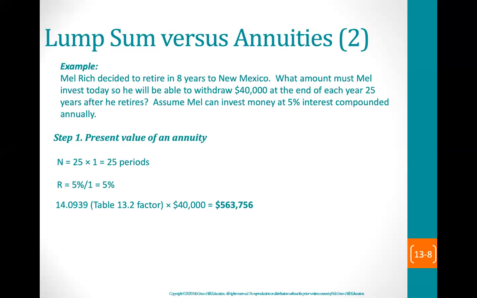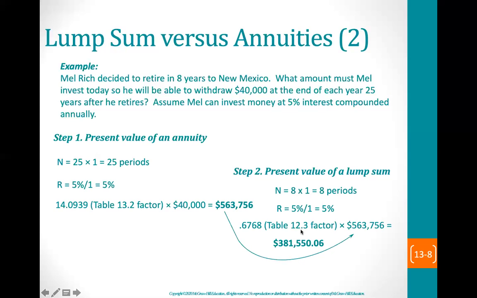$563,756. That is the amount that he would need to put away, but he's not withdrawing it now. He's not going to retire for another 8 years. So we need to find the present value of this lump sum of money. So there are 8 years until he retires. His interest rate is 5%. So Table 12.3, to look up the present value of a lump sum, our lookup factor is 0.6768. So he needs $563,756 in 8 years in order to get a $40,000 annuity for 25 years.